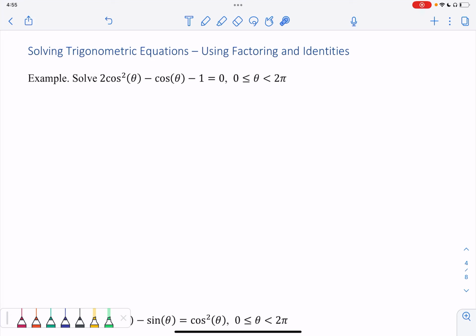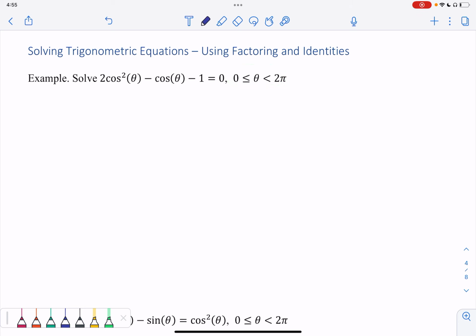Let's look at solving trigonometric equations where we're using factoring and identities. Example: solve 2 times cosine squared theta minus cosine theta minus 1 equals 0. And we have this nice constraint here, just 0 to 2 pi.